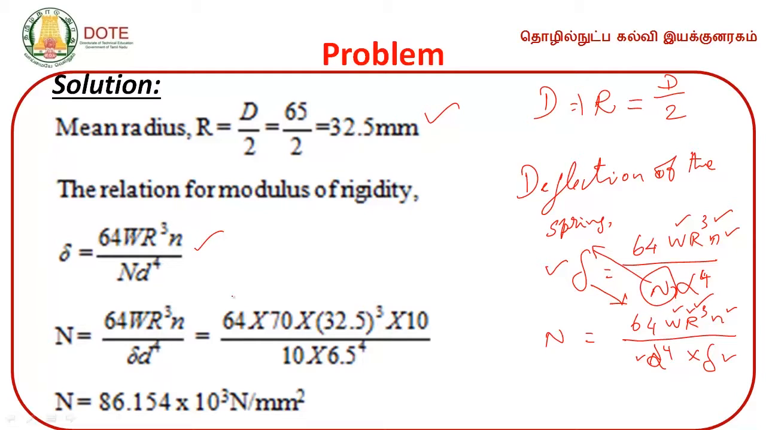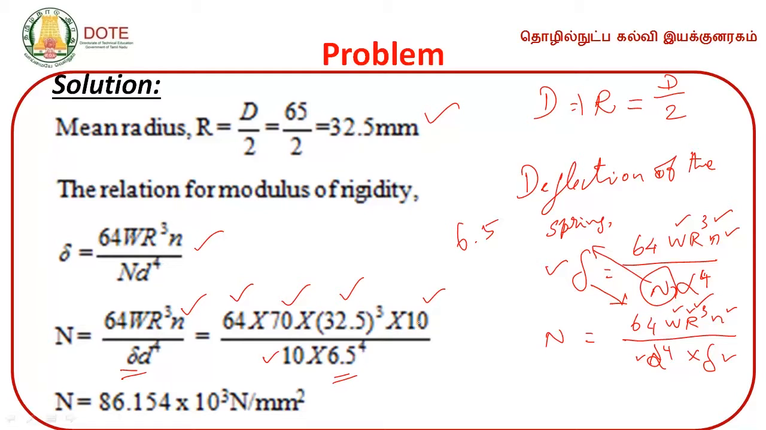So 64 is there. W we know, the load. What is the load? 70 Newton. It is given. Then R. What is R? Mean radius of the spring. It is going to be 32.5 cube into 10. What is 10? Number of turns. Number of turns is 10. Then del is nothing but the deflection. It is also given because the spring compresses 10 mm. So it is going to be the deflection 10 multiplied by d to the power 4. What is d? Wire diameter. What is the wire diameter? Wire diameter is 6.5 to the power 4.